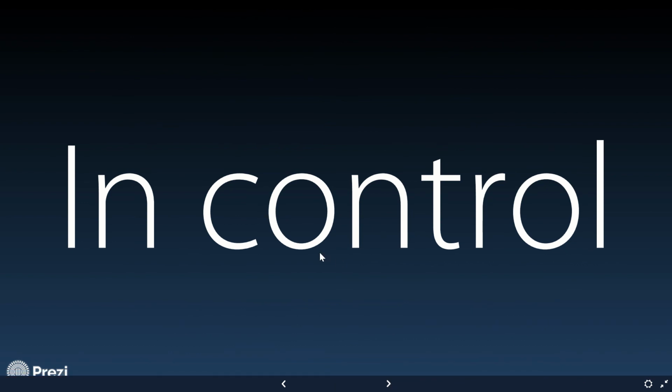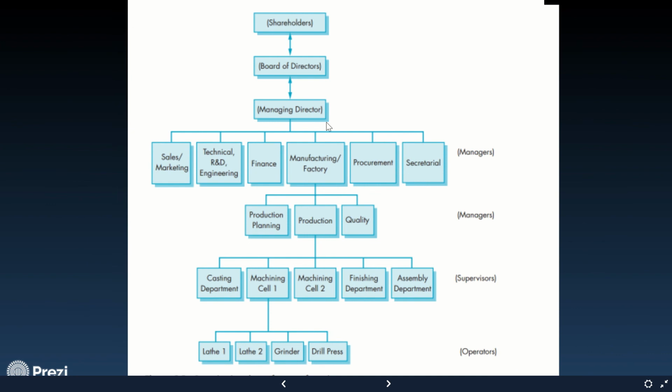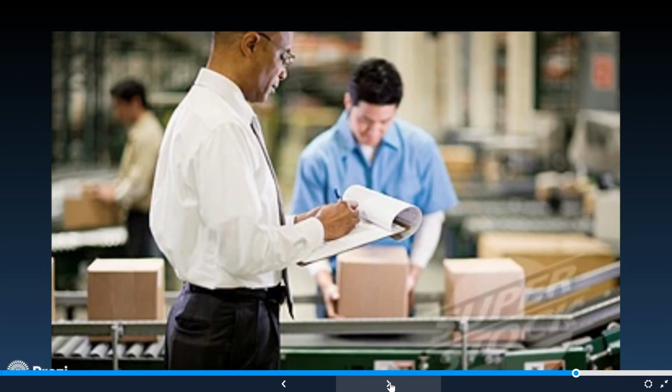All right. Now we talk about who's in control of all of that. The reality is that the board of directors and the managing director and all these people are doing things for the shareholders because they're the ones that are investing in the company. So it's important that you know who's actually in control. And there are some notes in the textbook that you can take down about who's in control, things like that.